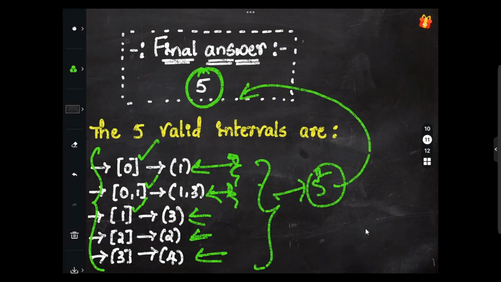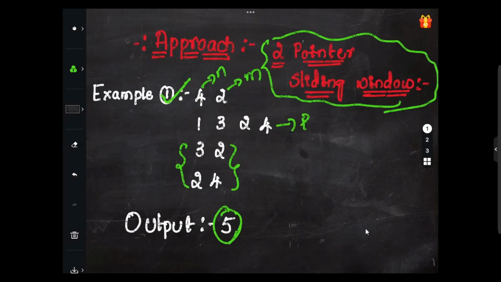In this case the total number of valid intervals we got here is 5, which is equivalent to the output that they have given for example 1 within the question. So our approach works absolutely correct in this case.